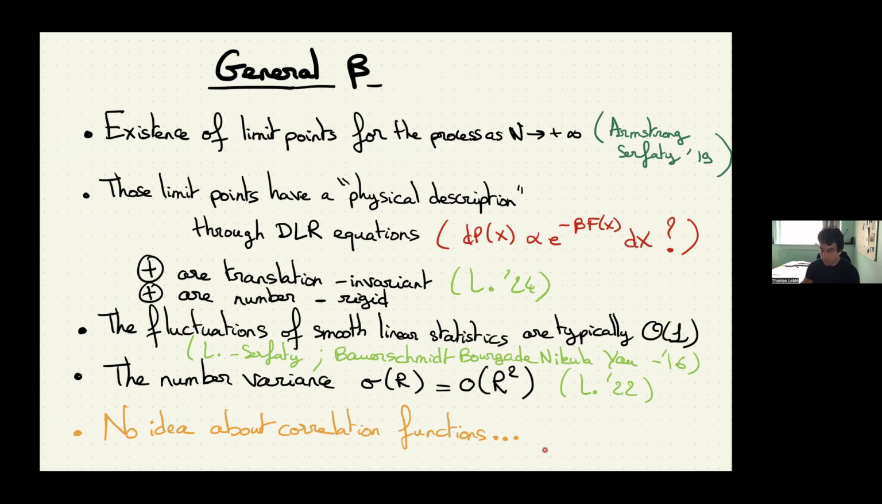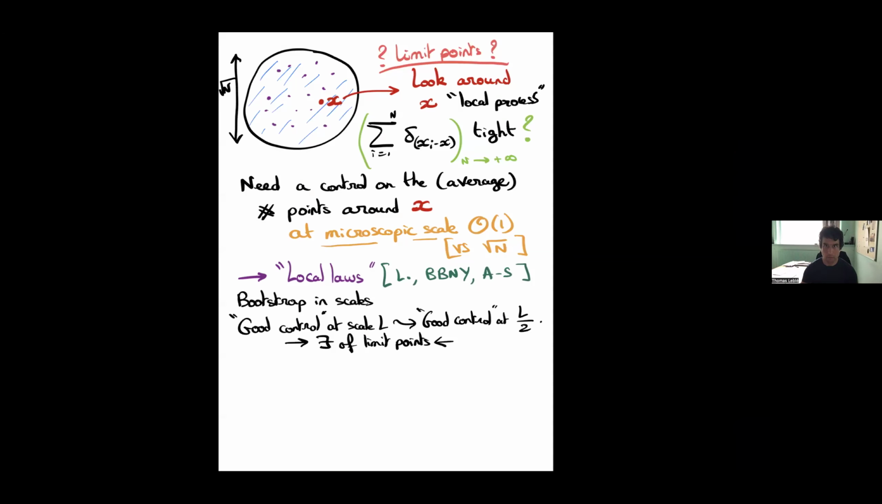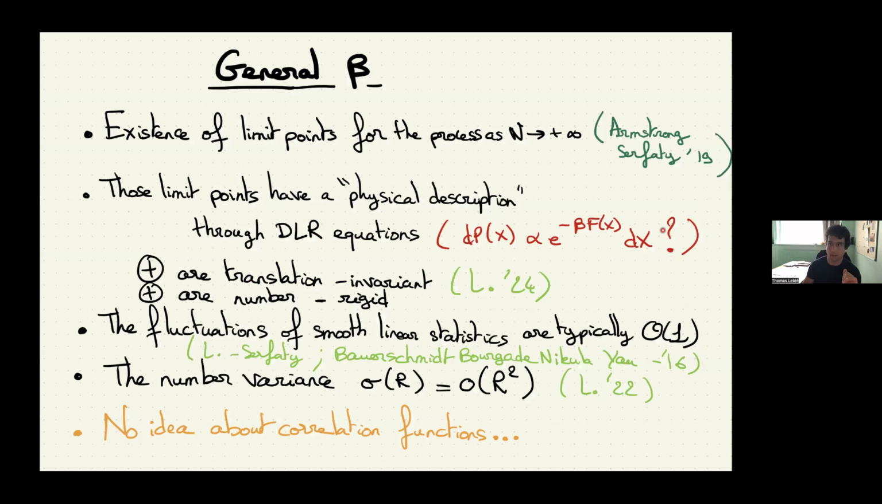On the other hand, as I said, we have no idea about correlation functions, upper bound, lower bound, no idea. So in the remaining time, I will discuss those things a little bit more, but without giving proof. So maybe just to explain what I mean. What about these limit points? So this is the result I'm talking about by Armstrong and Serfaty.